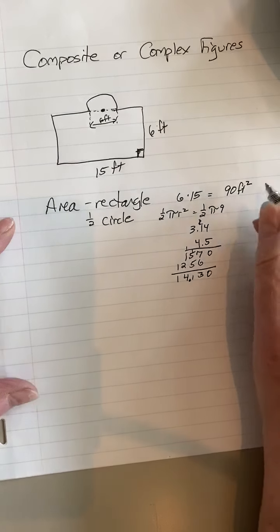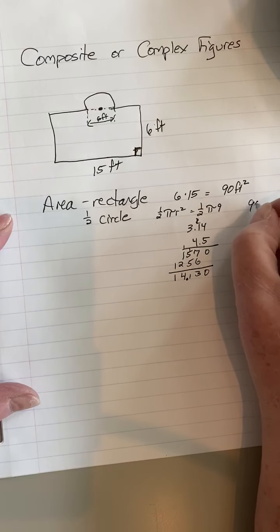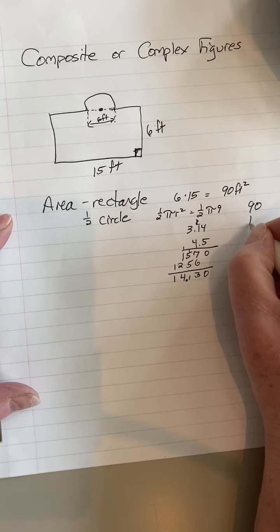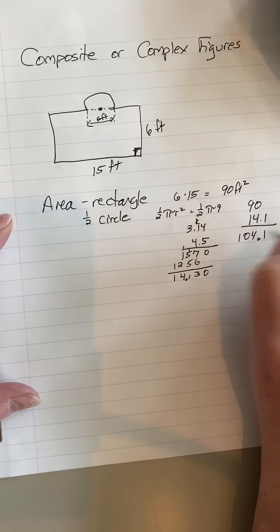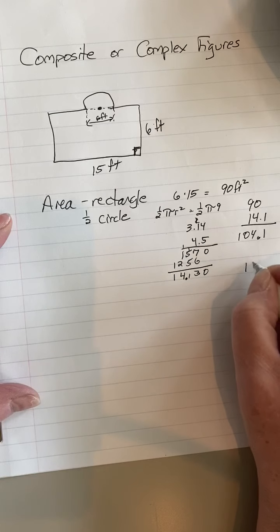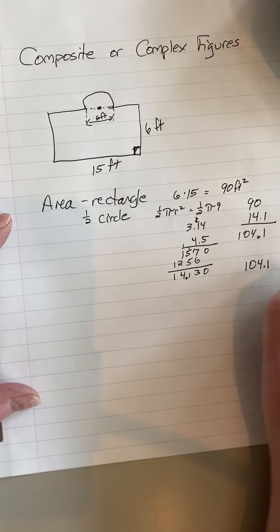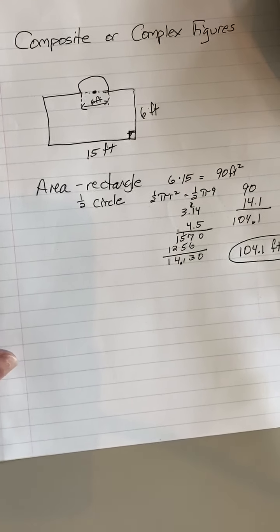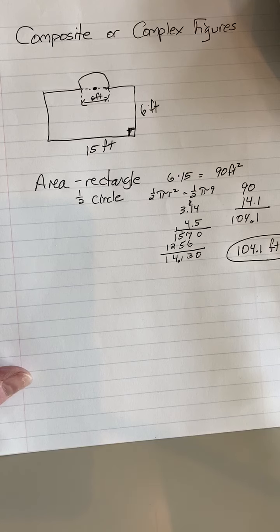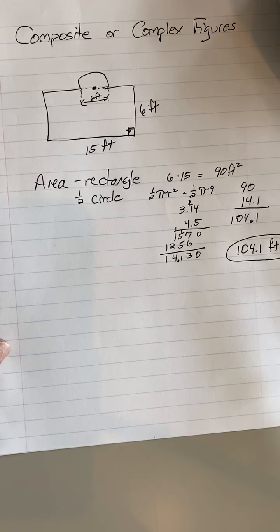I'm going to round it to the tenths, so that means I've got 90 plus I've got 14.1, so my answer would be 104.1 feet squared. Okay, just by taking apart my figure and doing each piece separately.